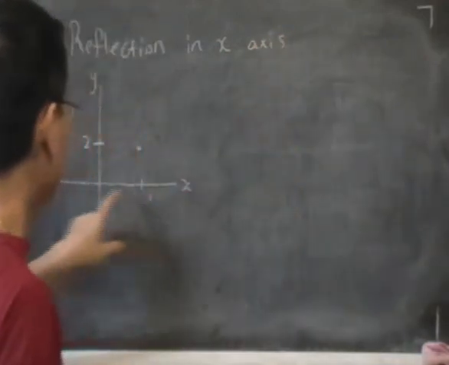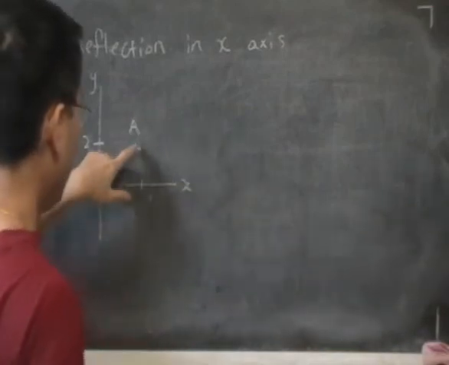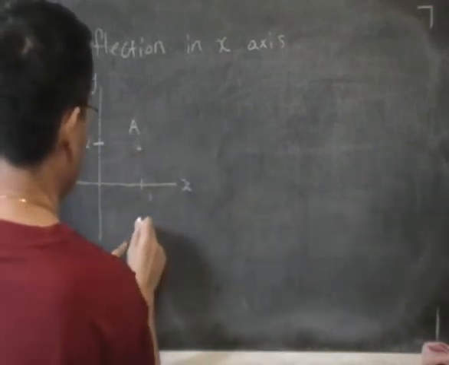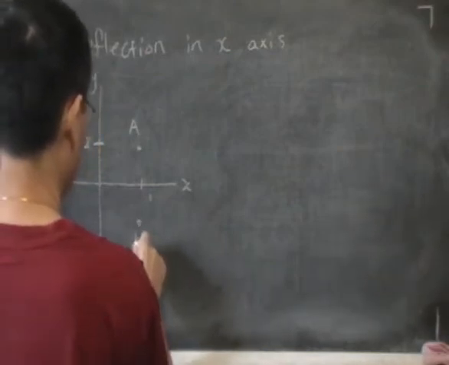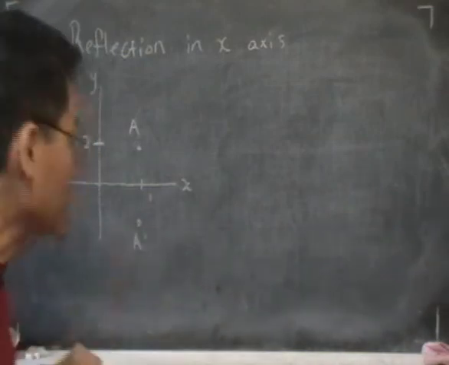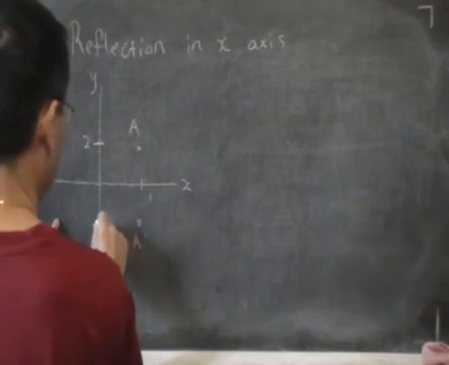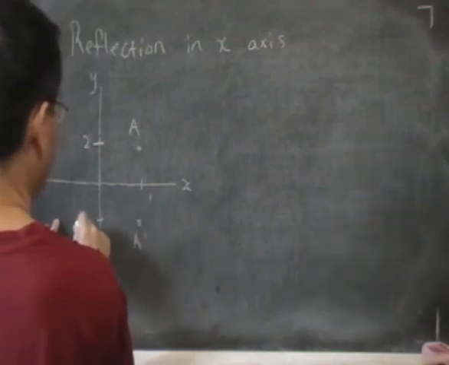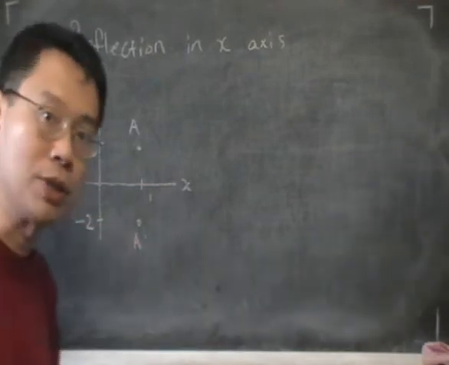If the x-axis is a mirror, and I call this point A, then A will have an image down here, which I call A prime. And we know that the image must be at the same distance behind the mirror. So this is minus 2 would be the y value of the image.